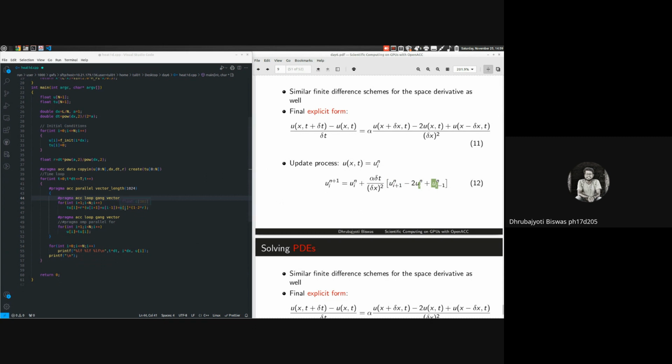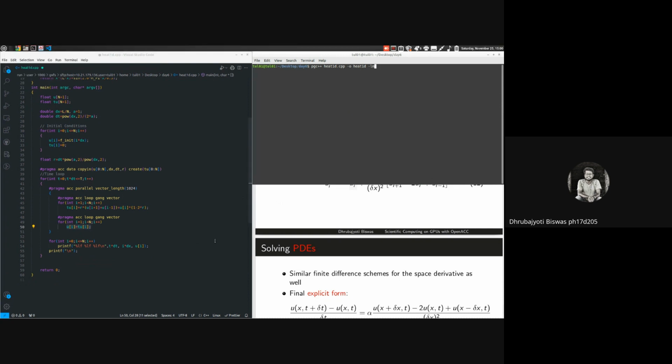So you have ui into 1 minus 2r. So you are creating this u of i at time n plus 1. But then this has to be copied back, because this is an iterative process. This has to be copied back into u of i, because for the next step I need that. So here I am copying it. And after every time step I am printing to the terminal, I will put it to file, the time, the position, and the temperature. Let's see how it looks once I run it.